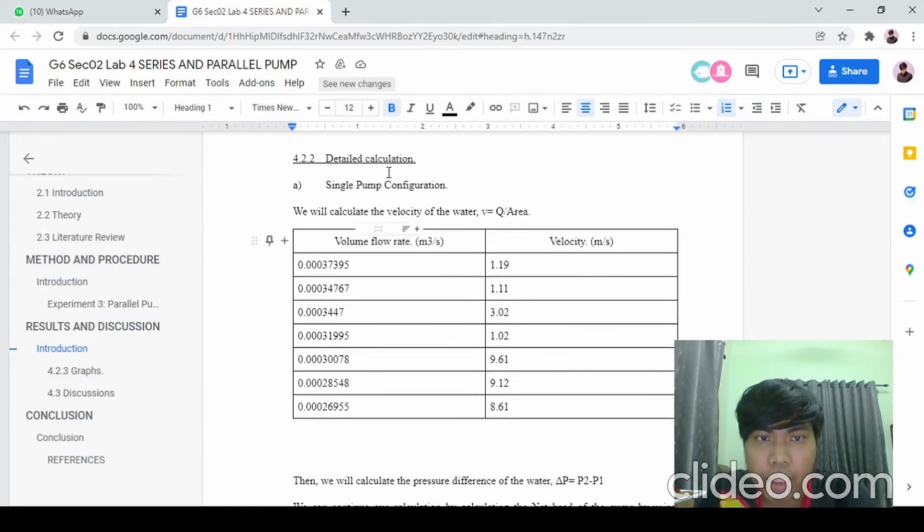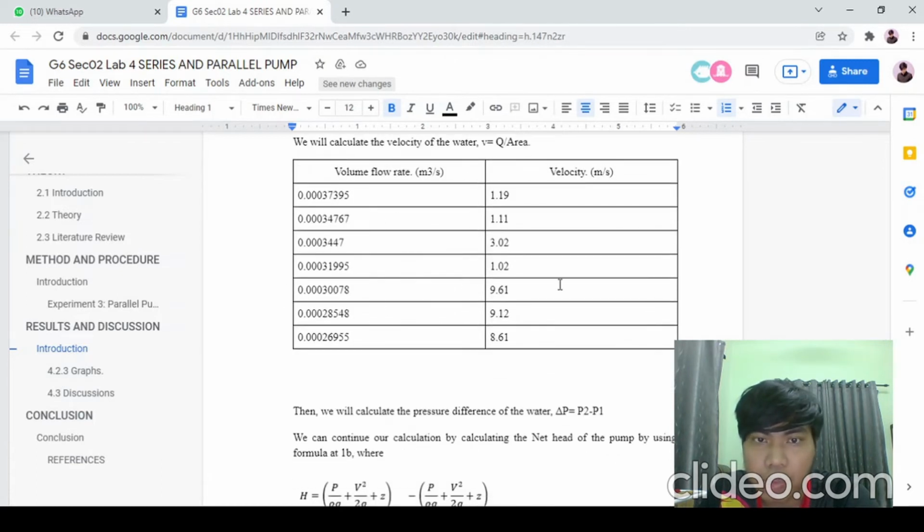This is the detailed calculation for the single pump configuration. First we calculate the velocity of the water by using this formula, V equals Q divided by area, and this is the result that we got.